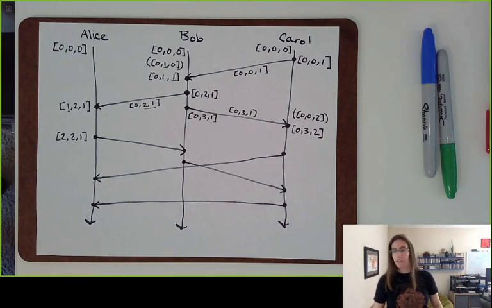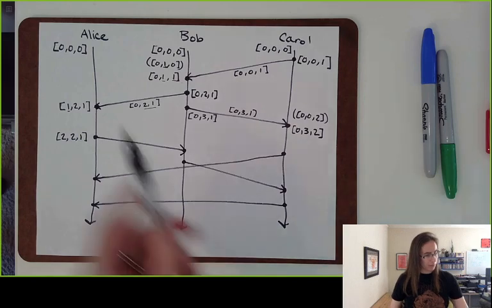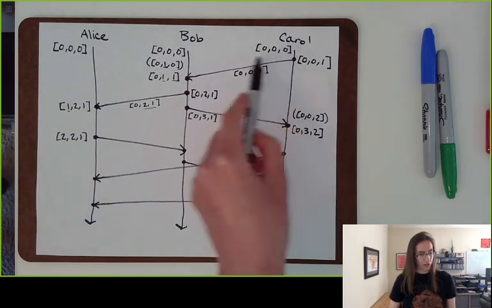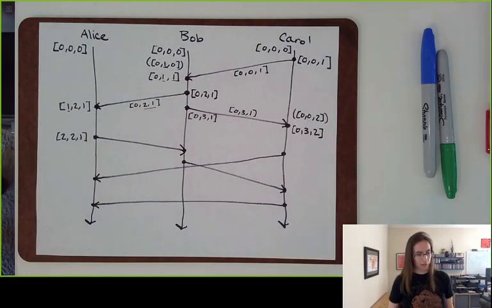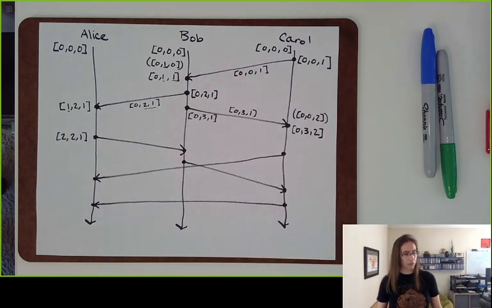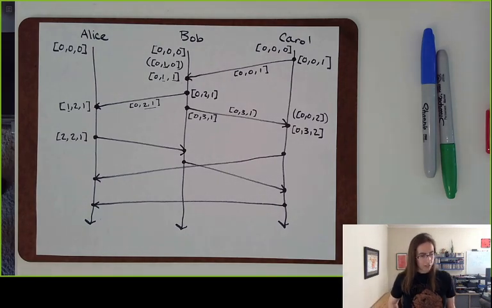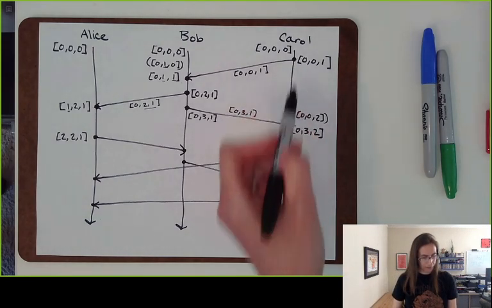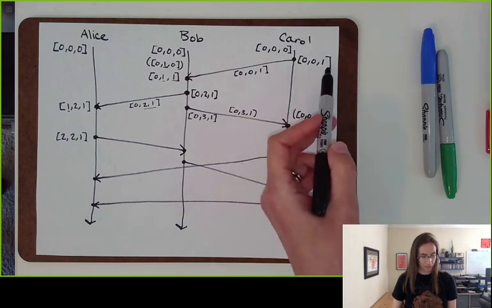So I haven't written down the steps of the algorithm, which we did because we did that last time, but I'll try to summarize it again. So step 1, everybody starts with a vector initialized to all zeros, and it's the same length as the number of processes that they are. So in this case, we have 3 processes, so 3 entries in the vector. Anytime you have an event on your process, you increment your position in the vector clock.